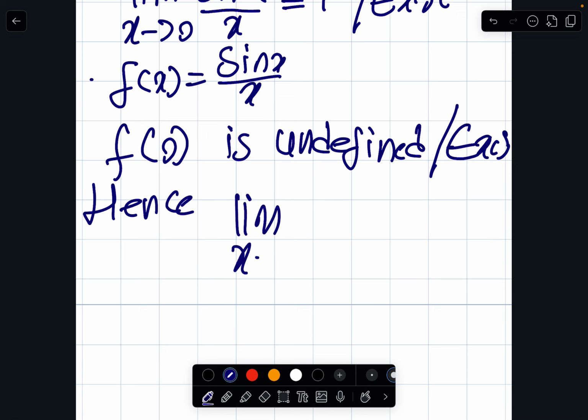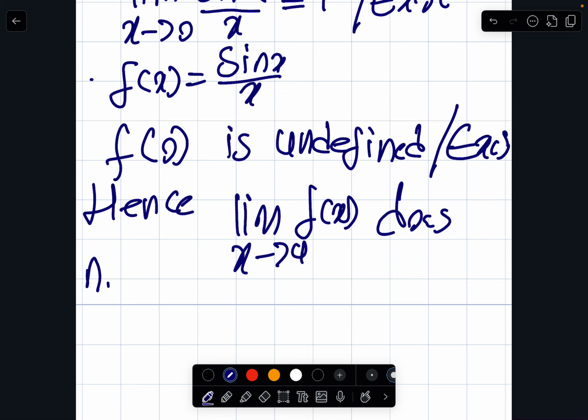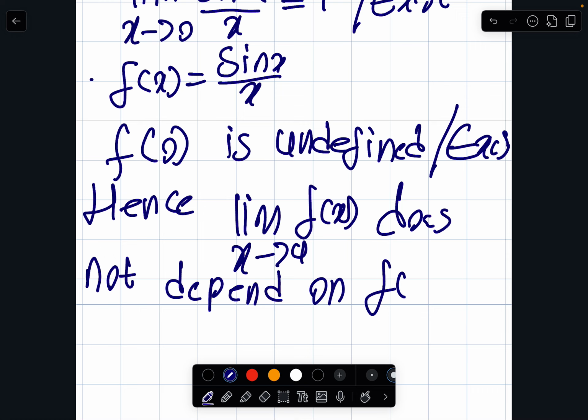Hence the limit as x approaching a, which is a certain value, of a certain function, which can be sine x over x, as x approaching a, which can be any value such as 0, does not depend on f of a. This is your answer. Nothing more, nothing less. Understand?